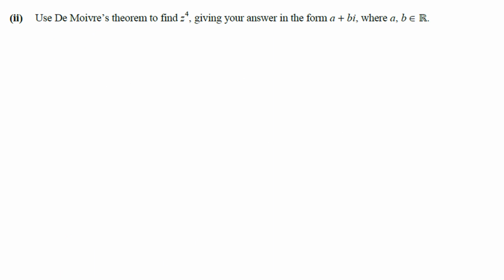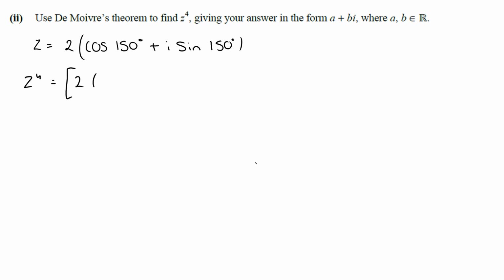So part 2, use de Moivre's theorem to find z to the power of 4, giving your answer in the form a plus bi, so rectangular form. So let's start with z. Again, you can work in radians or degrees. We can have 2 times cos of 150 degrees plus i sine 150 degrees. We want z to the power of 4, so that's this whole thing to the power of 4.